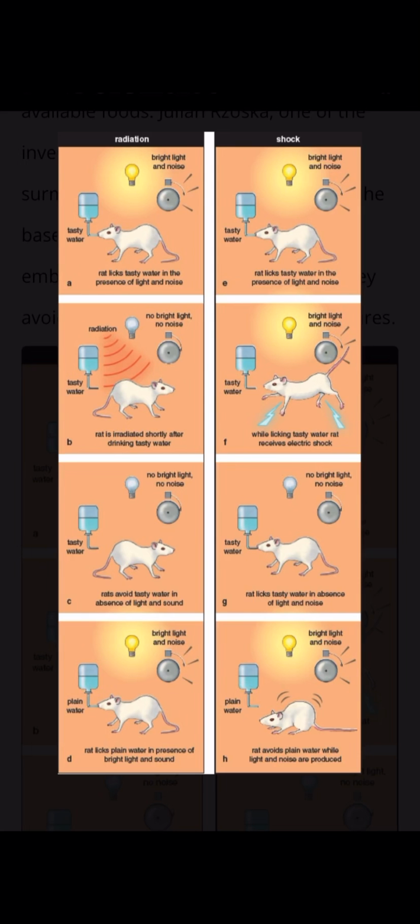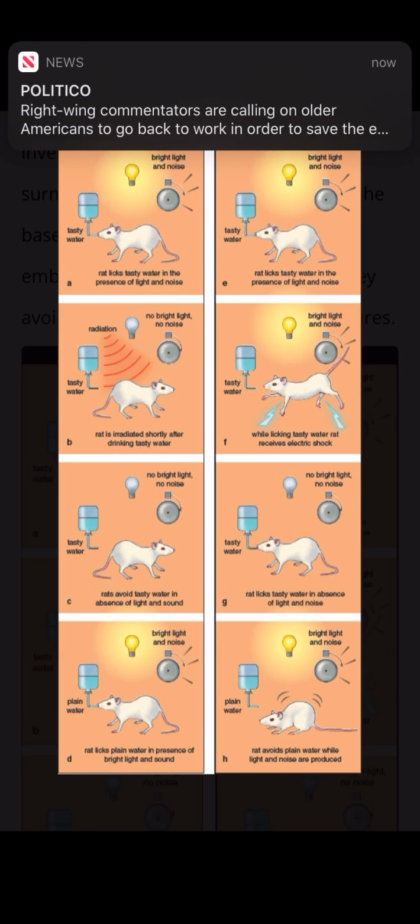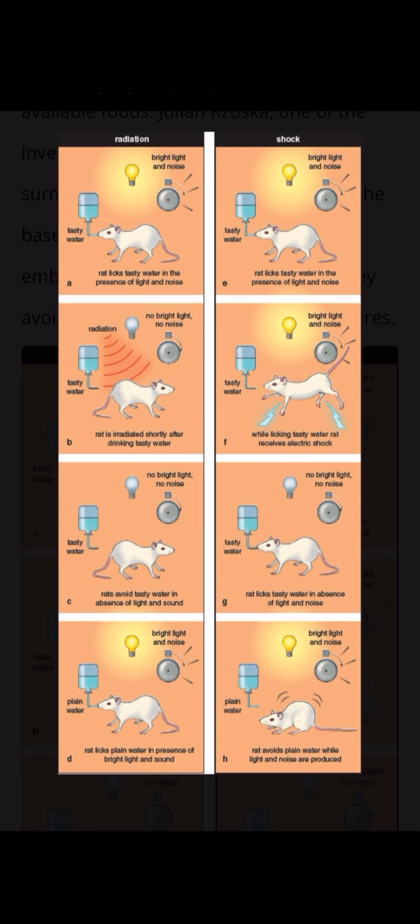So here we have the picture, just more of a visual look at what's going on here. If you look on the left side, you have the radiation column, where you have the light and the noise. The rat drinks the tasty water. Then, shortly after, they receive the radiation, which is also important because it shows that even the radiation doesn't need to happen simultaneously as drinking the water. The radiation can even happen after drinking the water, and the rat will still be conditioned to associate that nausea with the tasty water.